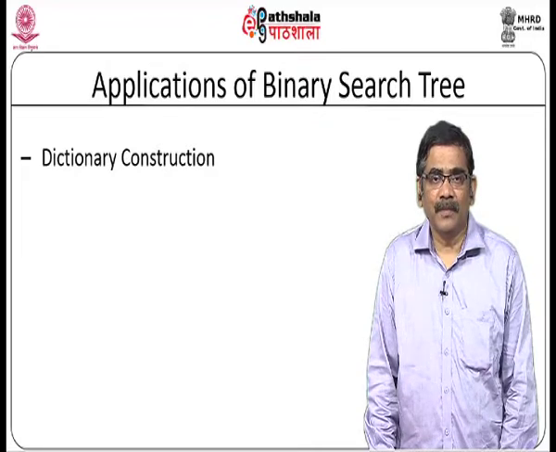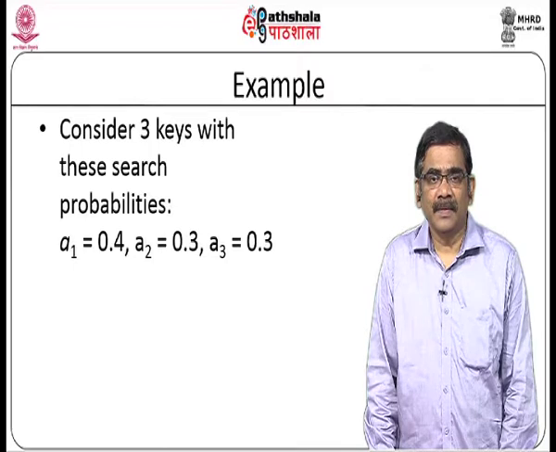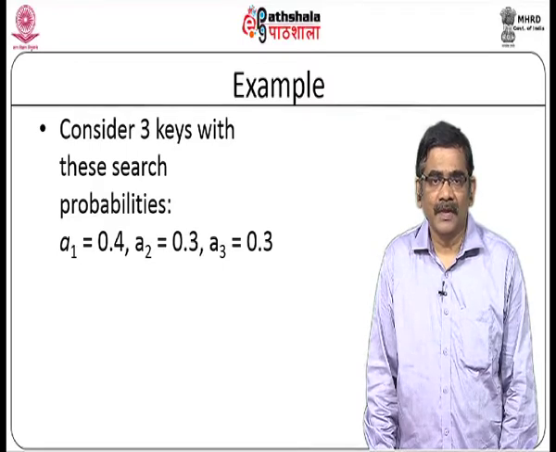This is one of the primary motivations behind the concept of the binary search tree. Fine. Let us take one simple example. Let us try to construct a BST. So, let us take 3 keys and assume these are the various probabilities. Probability comes in suddenly here because every word, every key, occurs with a frequency. So, let us assume that there are 3 keys with the probabilities of 0.4, 0.3 and 0.3.